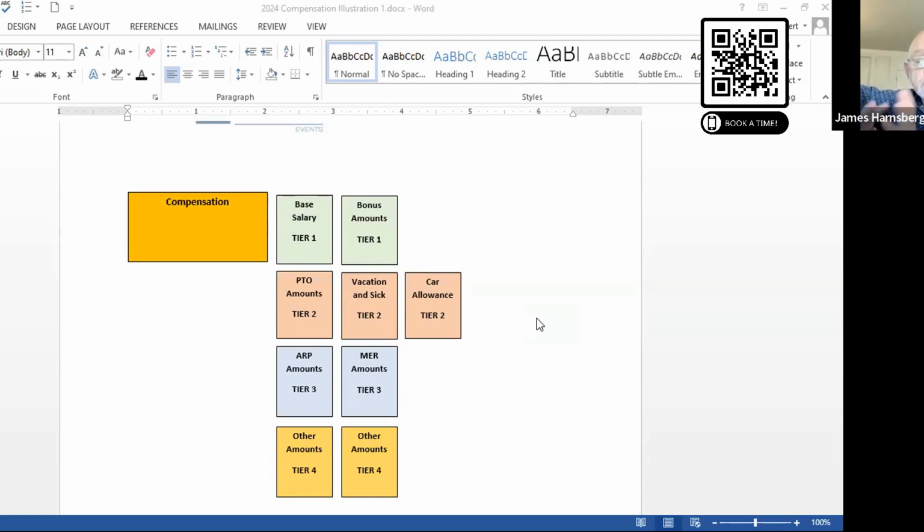You're going to have some part of that, let's say 20% or 25% as a base salary. You're going to get another 5 or 10% for personal time off allowance, for vacation and sick leave allowance, a car allowance. Why would you get a car allowance?